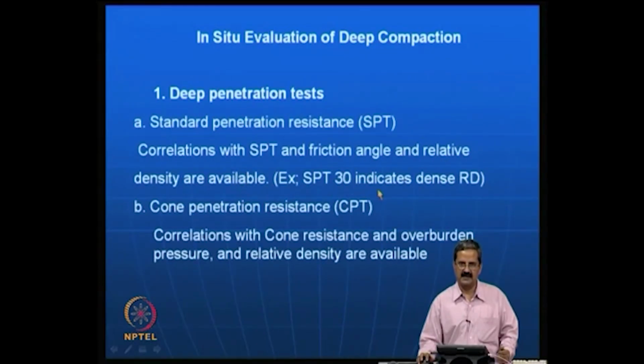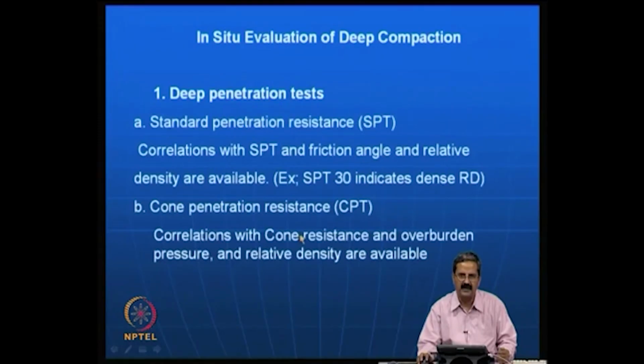An SPT of 30 indicates a good relative density. So, if you have an SPT profile from before the compaction process is done, you will understand how much the state of the soil has improved. For example, the in situ soil SPT could be 10, and if it is improved to 30, it is an excellent thing.